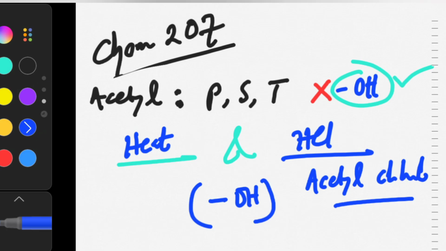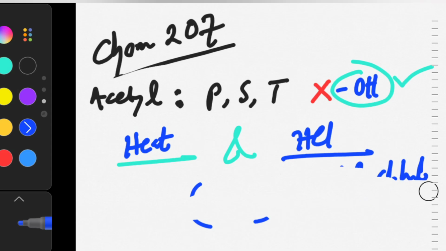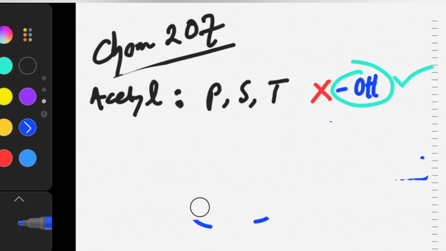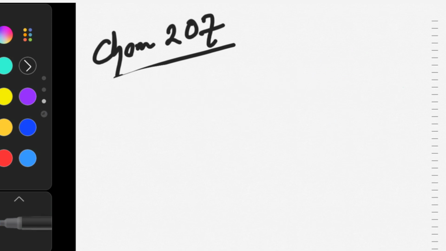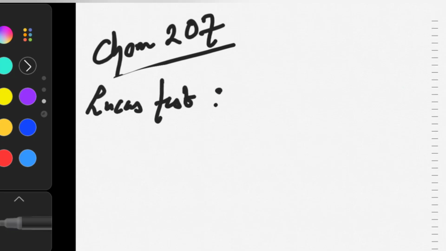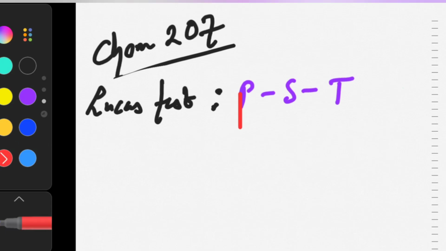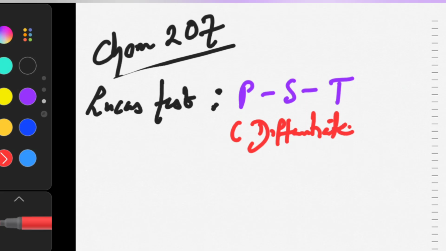And then we have the Lucas test, where we made use of the Lucas reagent. The Lucas reagent is zinc chloride and HCl. All you need to know is what it is used for. Primarily, it's used for differentiating between primary, secondary, and tertiary alcohols.